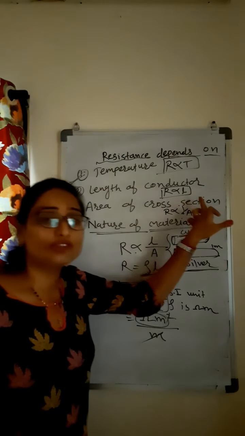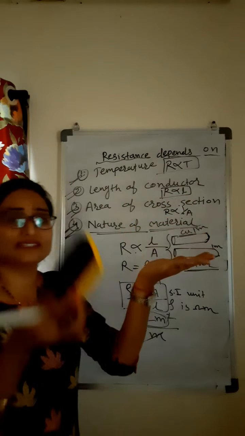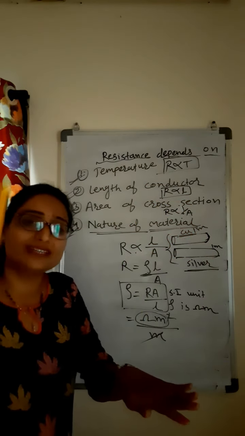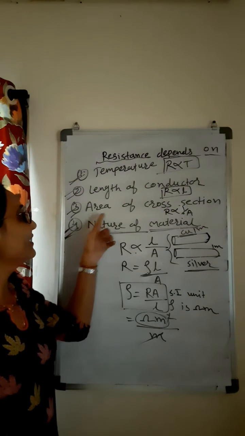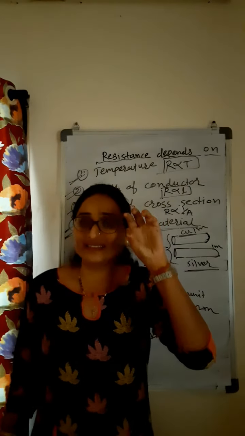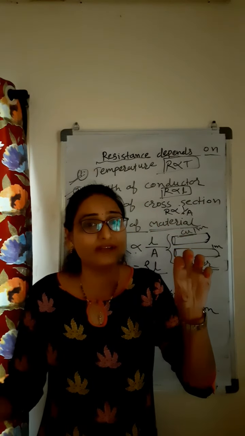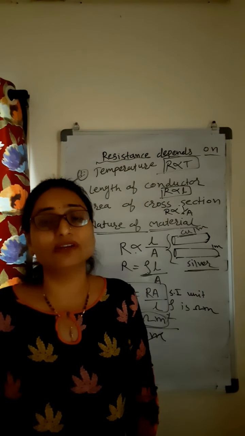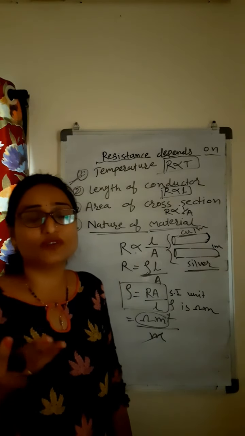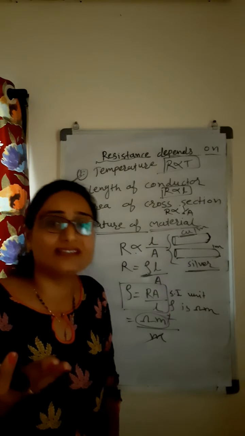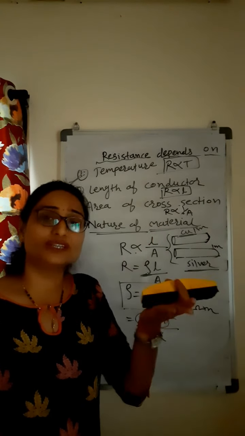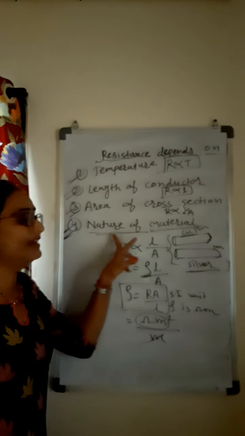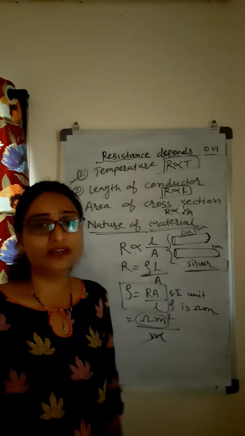Resistance depends on the length of the conductor. If the length of the conductor increases, resistance also increases. Length of the conductor decreases, resistance decreases. Area of cross section: if you take a thick wire and a thin wire, the thick wire will have less resistance and the thin wire will have more resistance. Means as the area of cross section increases, resistance decreases. Area of cross section decreases, resistance increases. Right? Inversely proportional.